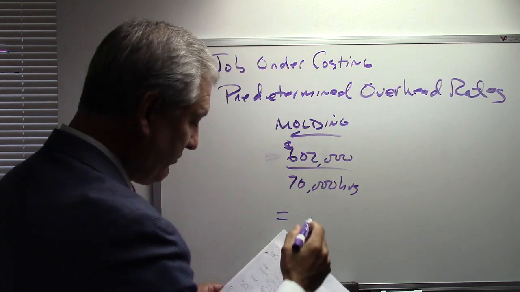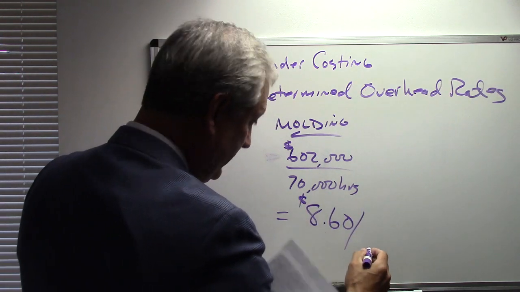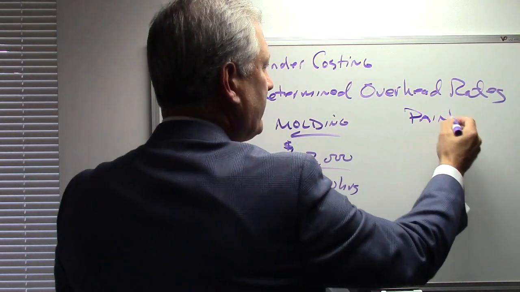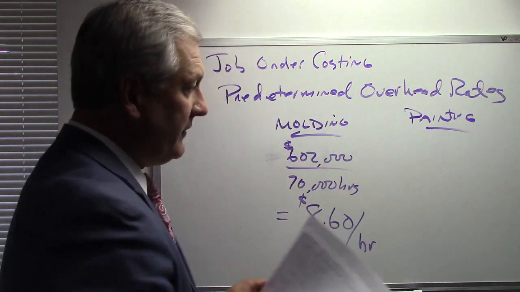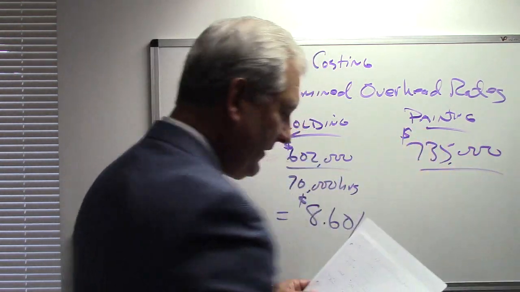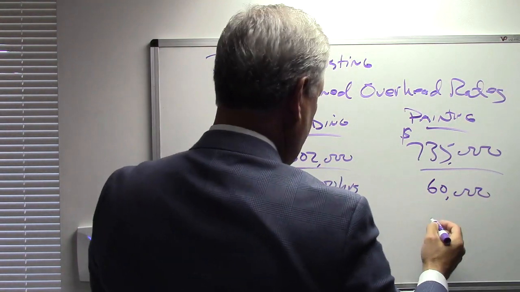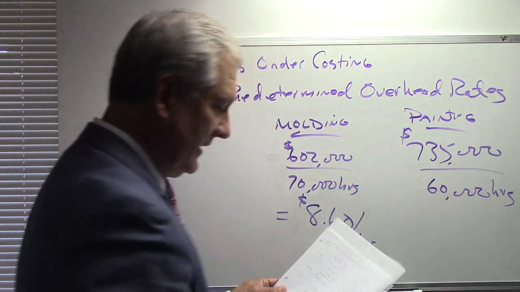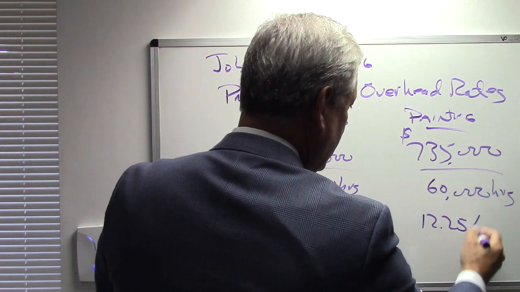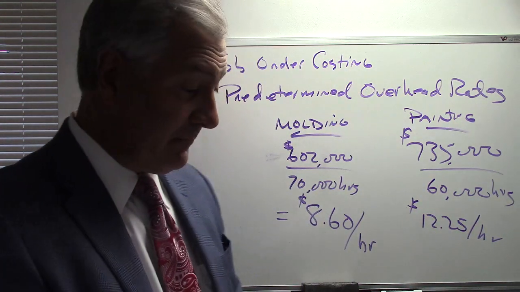The PDOR, the predetermined overhead rate, equals $6.20 per hour. For painting, the total estimated overhead was $735,000, which we just calculated, divided by the total number of hours of 60,000. The predetermined overhead rate is $12.25 per hour. And that's how they're going to allocate overhead.